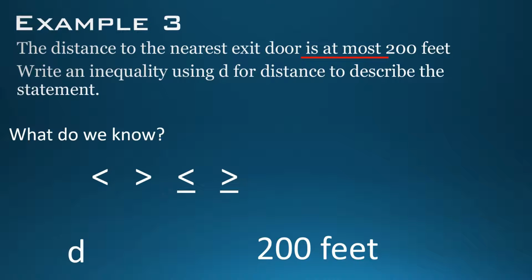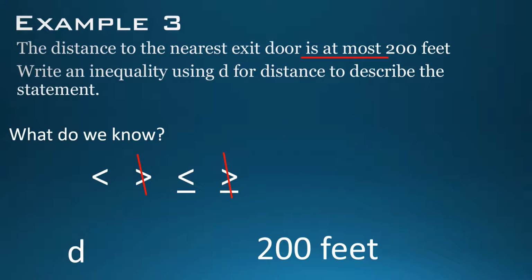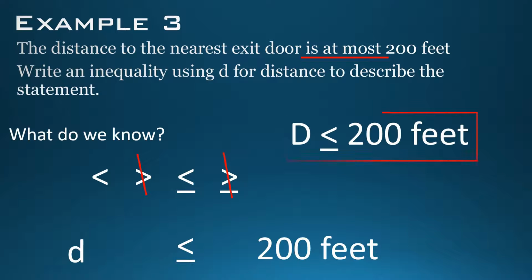So if it's at most 200 feet, could it be 201? Nope. Remember, at most means no more than that. So could it be less than 200? Yes. Could it be exactly 200? Yes, because it says the most it could be is 200. So we've got to eliminate some options here. It can't be greater than, because like we said, 201 would be too many feet. So it has to be either less than or equal to. That's where we take that second question and look back at it again. Could it be exactly 200? Yes, at most it could be 200. So the correct symbol we're going to use is the less than or equal to symbol. So the correct answer for this is d less than or equal to 200 feet.